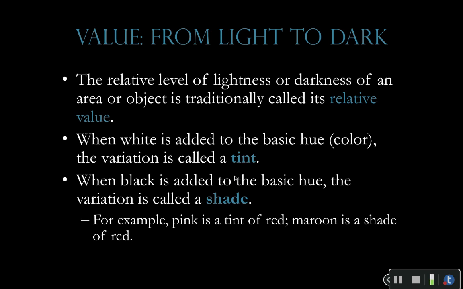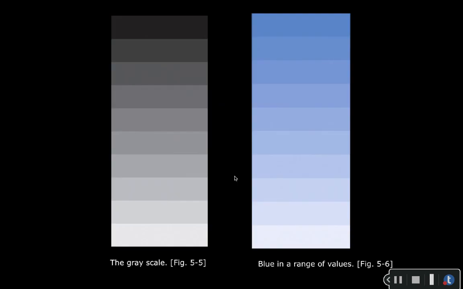On the other edge of the scale, we have black. When it's added to a basic hue, we call this variation a shade. For example, pink is the tint of red, right? Because we add white to red to create pink, and maroon is a shade of red. Why? Because we add black to red to make maroon.